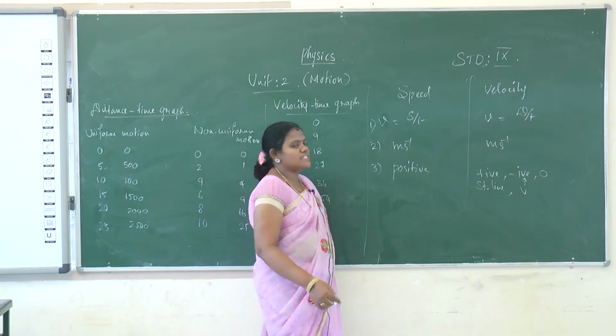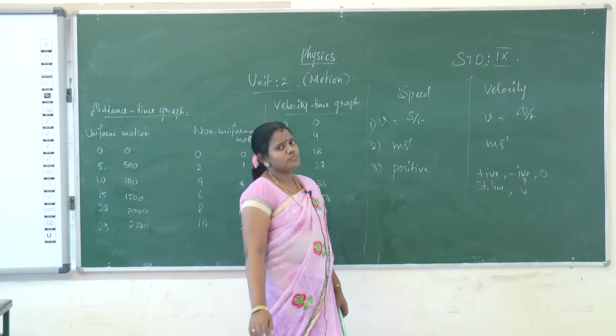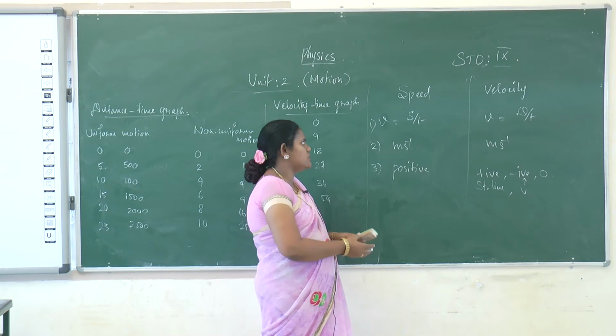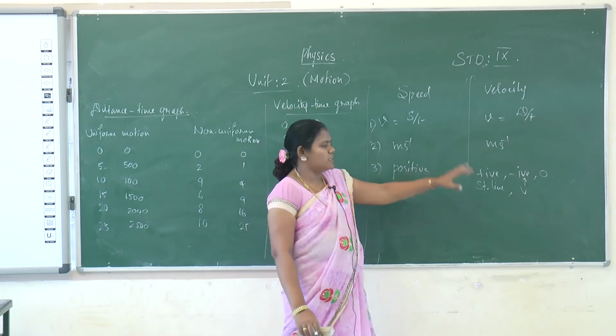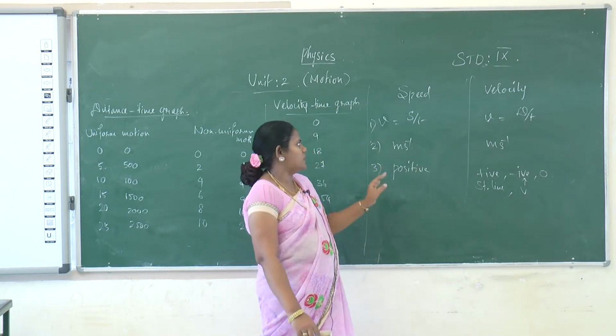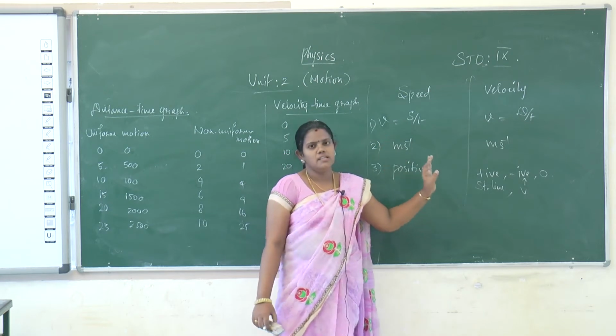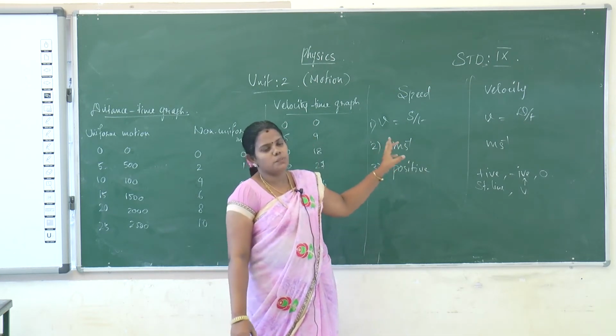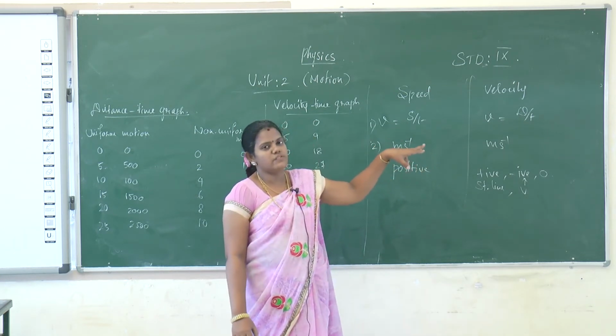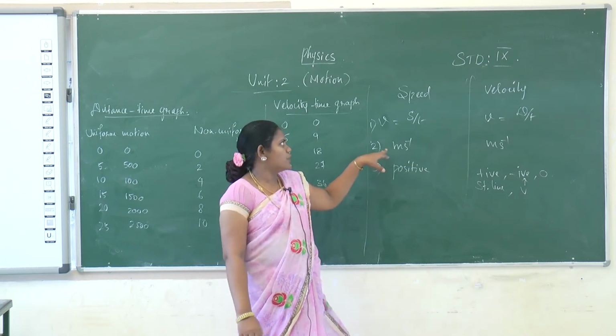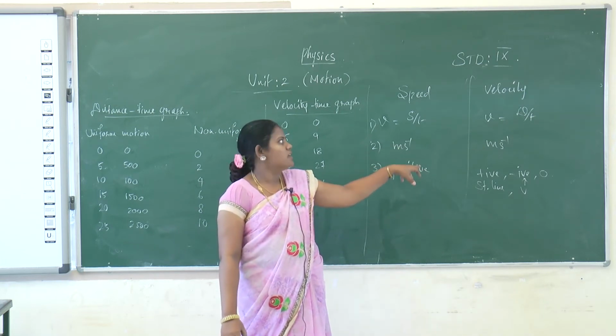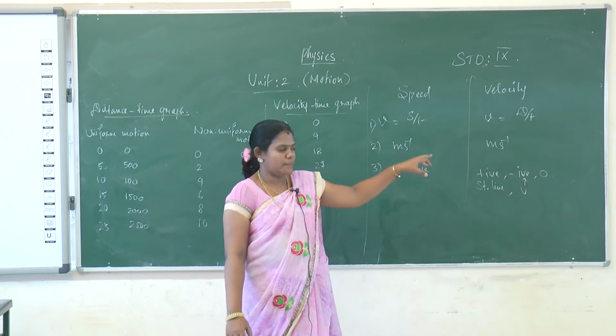And next one is acceleration. What's the formula for acceleration? First, learn thoroughly the difference between speed and velocity. What is speed? The rate of change of distance by time. What is velocity? Rate of change of displacement per time. What's the unit of speed? Meter per second. What's the unit of velocity? Meter per second.